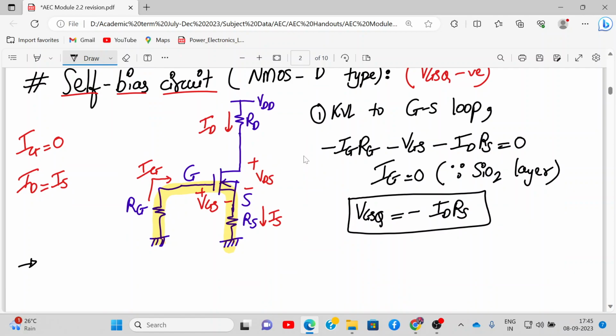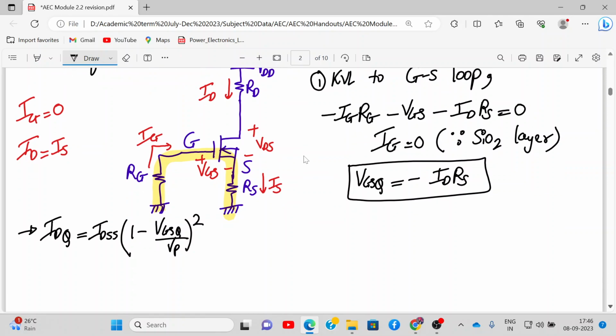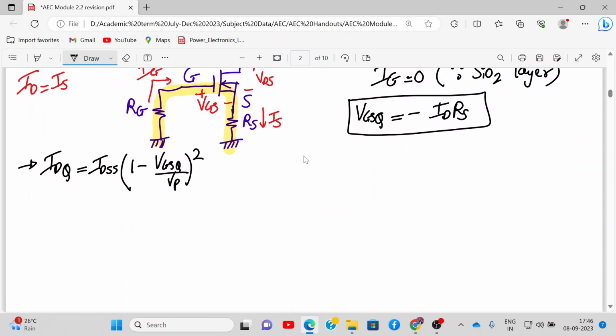Once we know the value of VGSQ, we'll find the value of IDQ as IDSS into 1 minus VGSQ upon VP the whole square. Okay, so we get the value of VGSQ and IDQ. Now we have to calculate VDSQ. So let's apply KVL to the drain source loop.